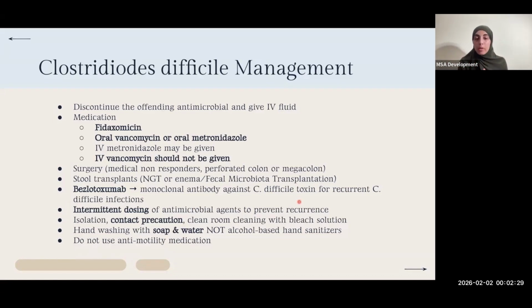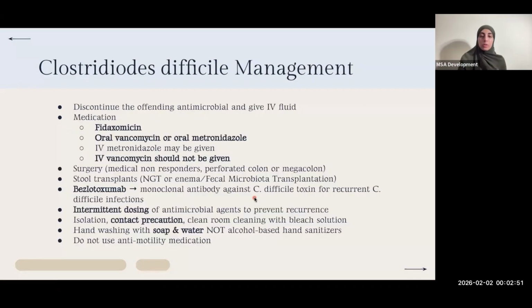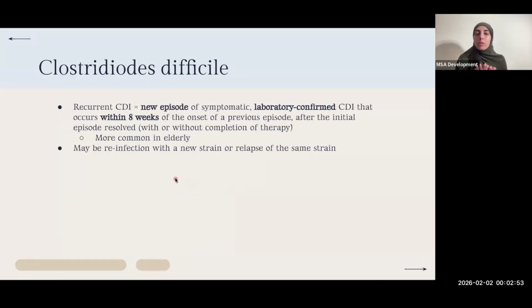So you're giving an antibody against the toxin, so you're capturing the toxin and stopping it. And this is helpful for recurrent C. diff infection. You don't usually go to this as first line. If someone keeps getting C. diff, you can give this bezlotoxumab. Then another thing is when you're giving these medications to treat C. diff, you want to give it in intermittent doses to prevent recurrence because recurrence is pretty common, as we will see here. Okay, so before we continue with that, let's just talk about recurrent C.